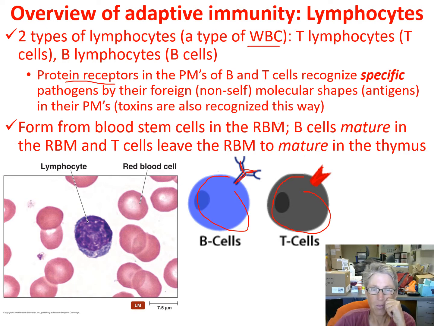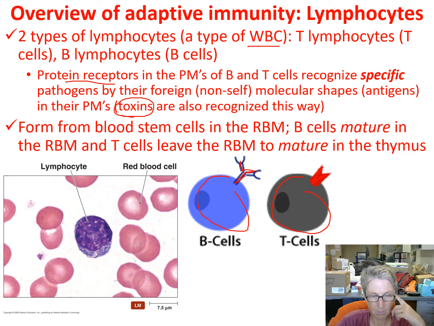And these receptors, B cell receptor and T cell receptor, recognize specific pathogens because they have foreign or non-self molecular shapes called antigens. So in the previous cartoon, we saw this B cell receptor. The B cell receptor recognized only a specific shape or antigen on a bacteria. B cells and T cells can also recognize toxins this way.